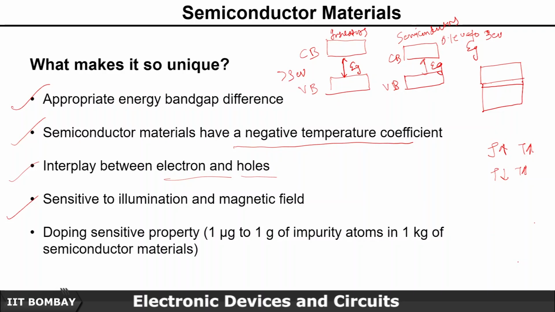Last thing is doping sensitivity. Basically, by inserting other dopants in a semiconductor, one can tweak their properties, not just tweak, it can enhance the properties dramatically. So just to give an example, 1 microgram to 1 gram of impurity atoms in 1 kilogram of semiconductor material is more than enough to enhance their properties. So doping plays a very critical role in enhancing the properties of the semiconductor materials. Of course, we'll talk about doping in detail.